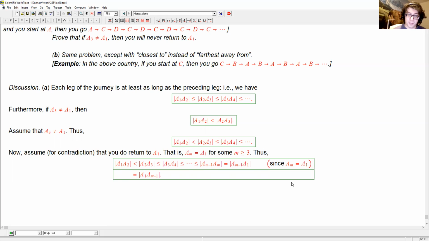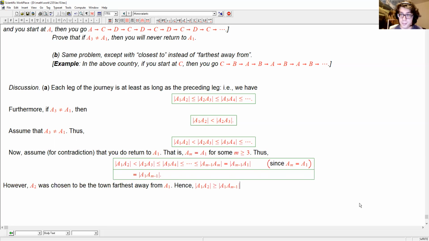Now, however, A2 was chosen to be the town furthest away from A1. Hence, in particular, the distance A1, A2 is larger or equal to any other distance involving A1, in particular to this one. And so between these two distances, we have two conflicting inequalities. This one is smaller, but this one is also greater or equal. So this is a contradiction. And so we're done.